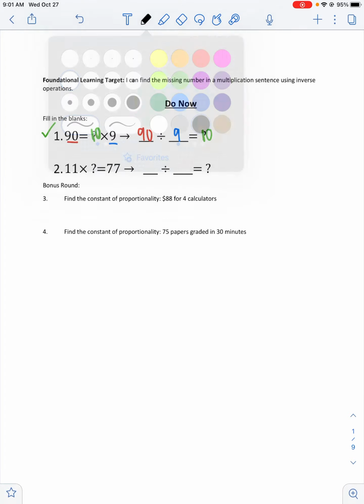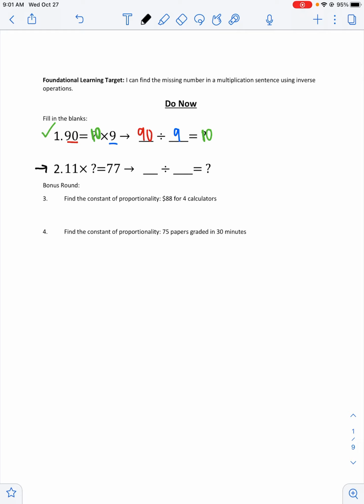You should follow the same steps to answer question 2, and on Class Kick, you'll be able to write in color just like me. You don't need to answer questions 3 and 4, so long as you're good on inverse operations, which are questions 1 and 2. If you need to finish the do now, pause this video here.